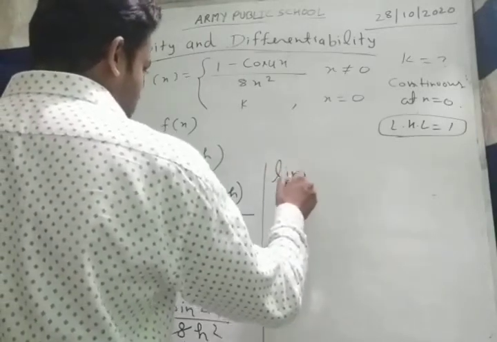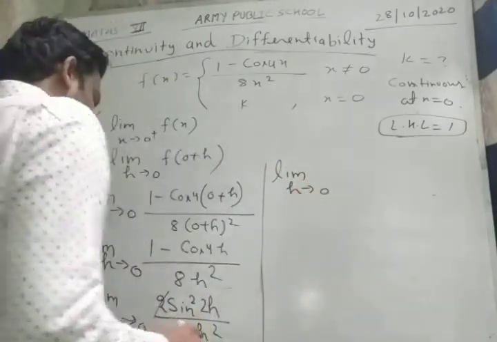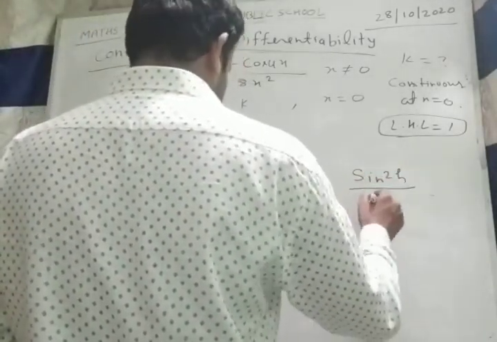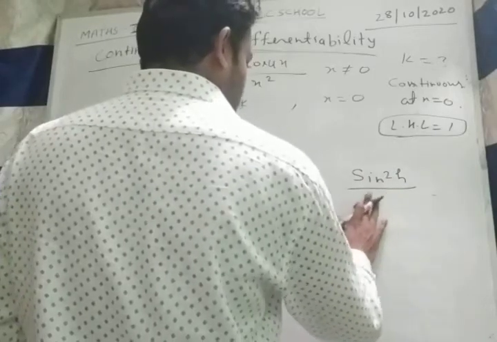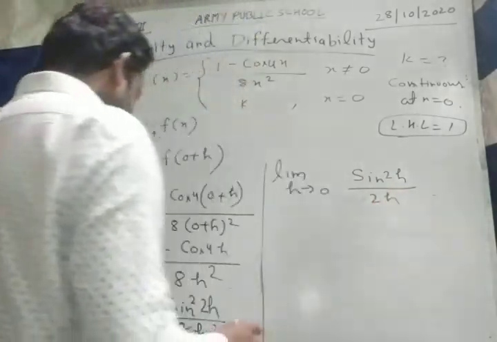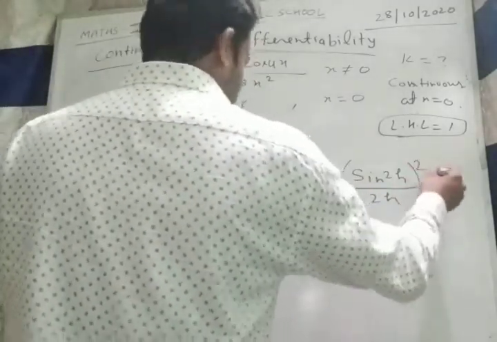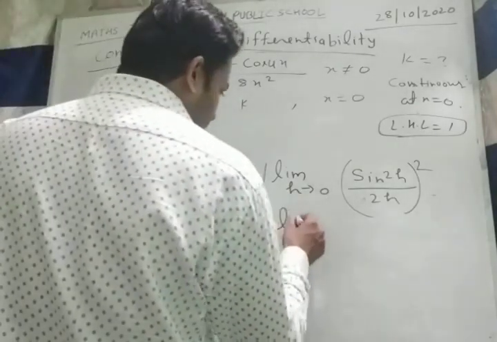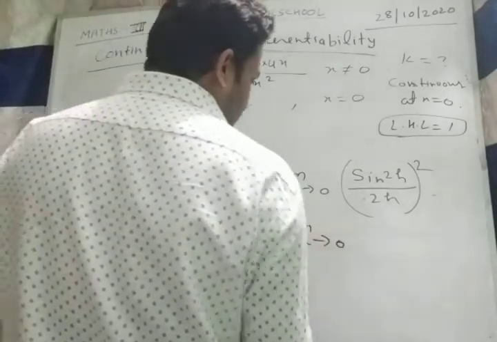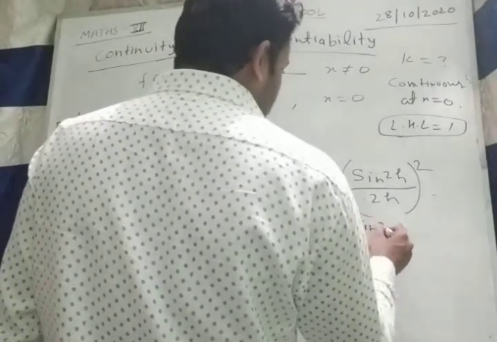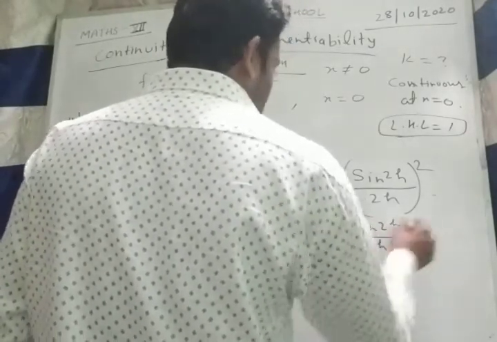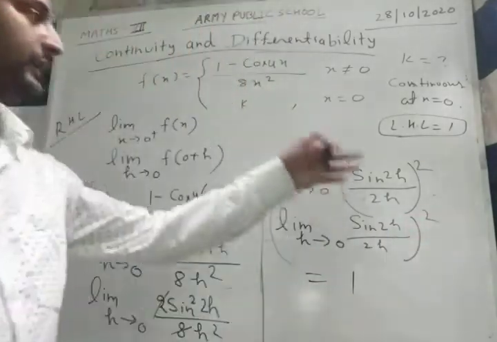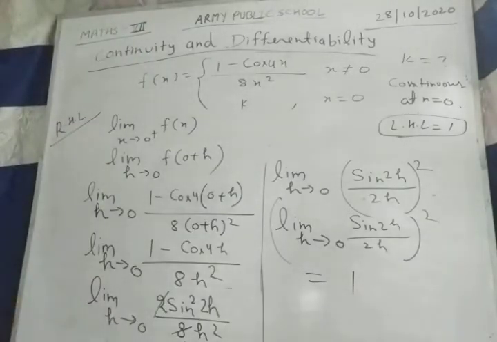Limit h tends to 0, sine 2h by 2h whole square. We can write this in this form, and here we are seeing that limit h tends to 0, h square is h, sine 2h by 2h whole square. Now the value of this is 1. So the right hand limit is also 1, and our left hand limit is 1.